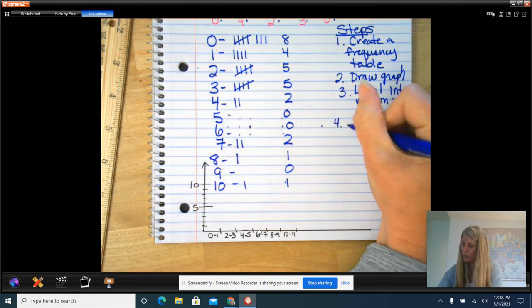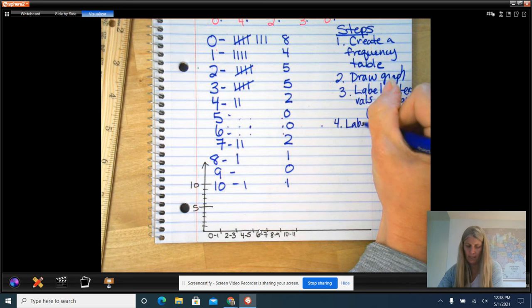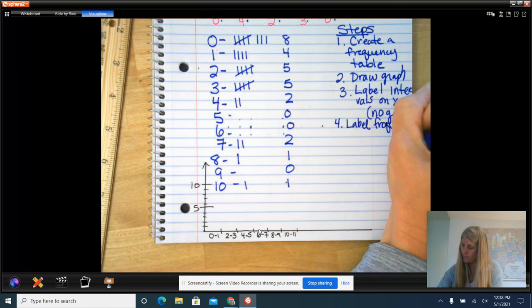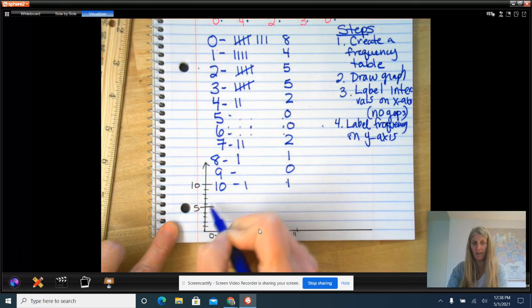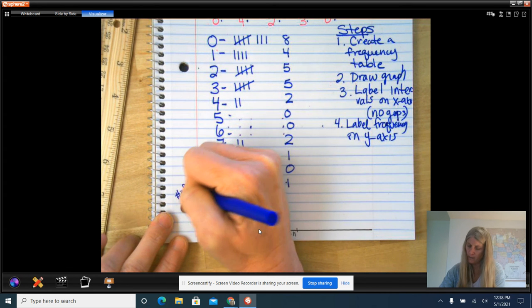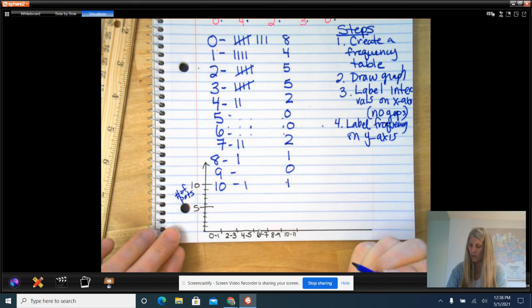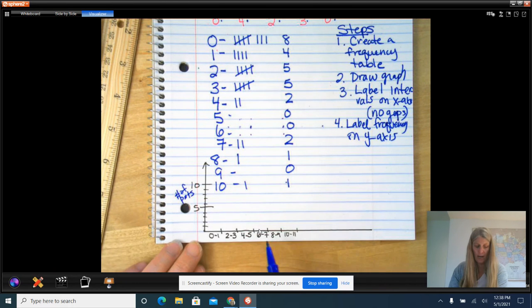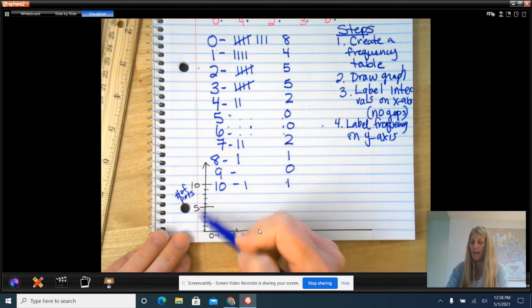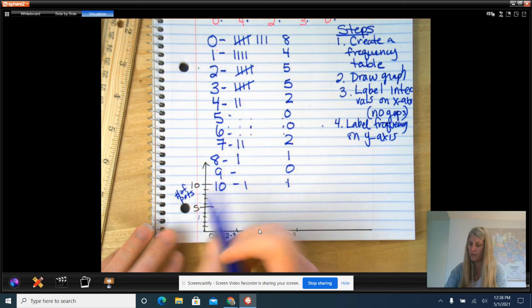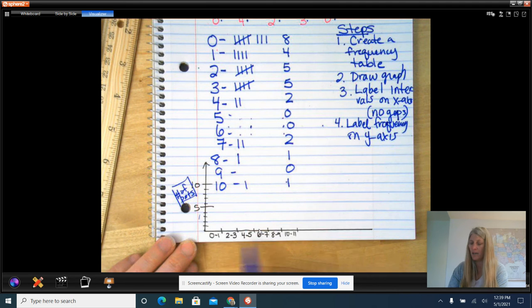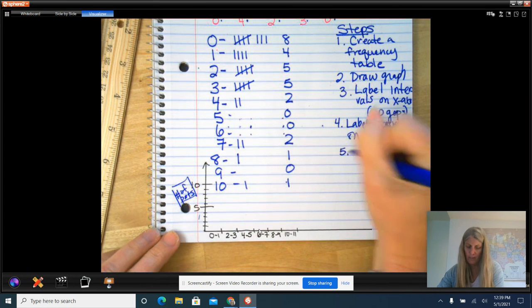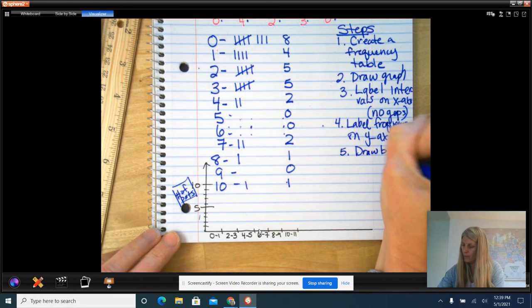Now we're going to label your frequency on the y-axis. Okay, and we already did our dots here, and we're going to write number of pets. So the number of pets is down here, actually. That's our whole graph. And these are the number of people that had that many pets. So this is going to be our title for our entire one. This is just our frequency, and down here is the answer to the question, which is how many pets do you have? So step number 5 is draw your bars.